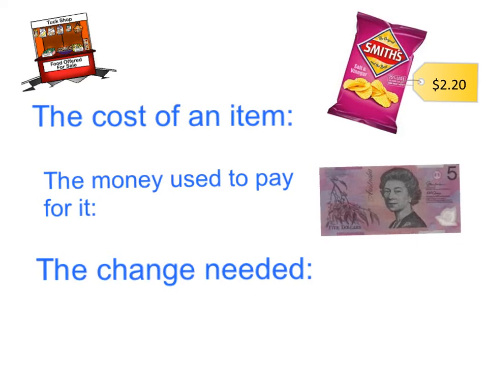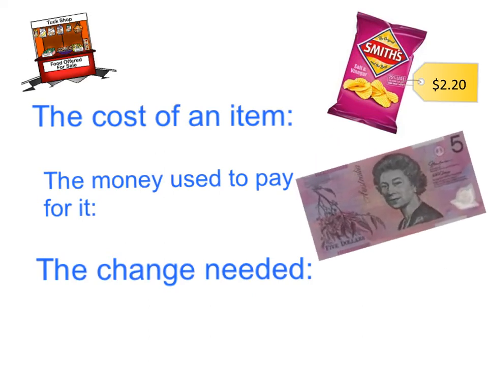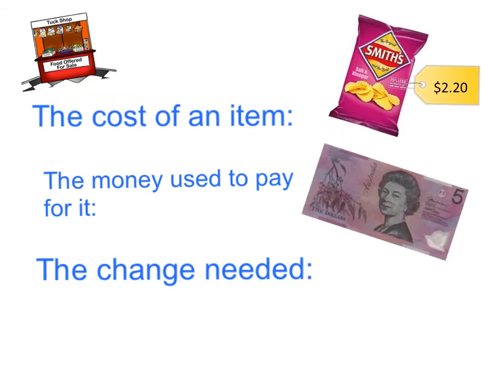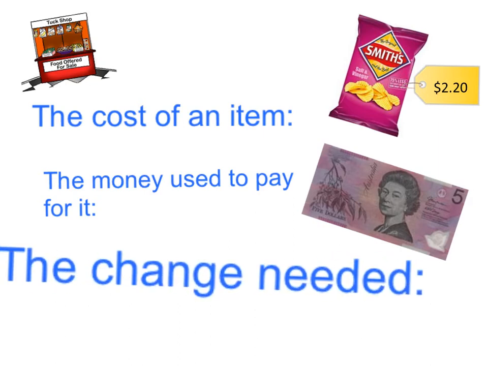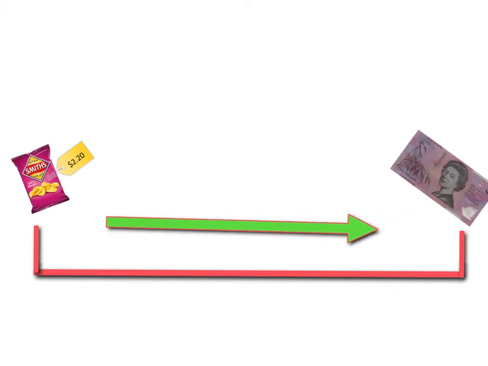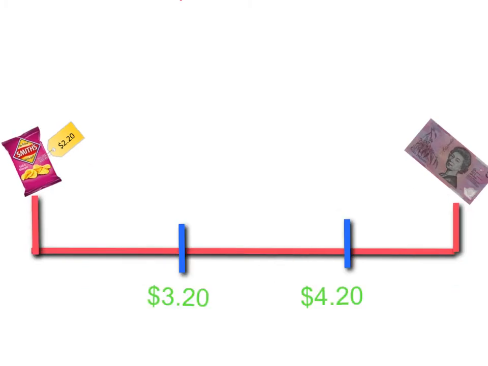And I'm pretty lucky today because in my pocket I've got a $5 note. So the $5 note's more than these $2.20 chips. So I know I can buy them. I've got more than enough money, but I need to figure out what is going to be my change. Once again, remember, we add up from the price of the item all the way up to the money we are paying with, and in between is the amount that is going to be our change.